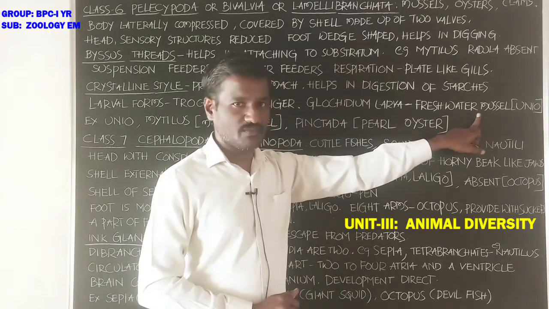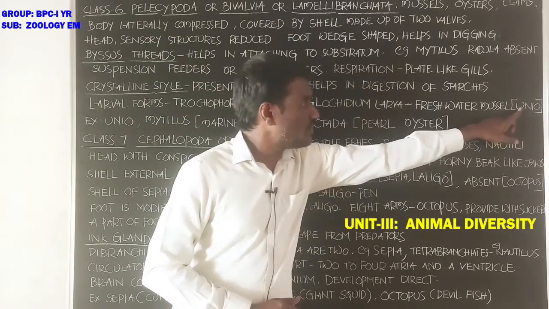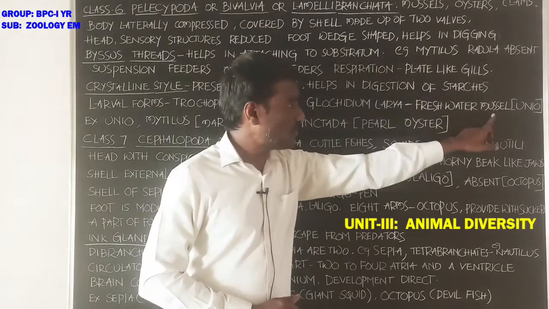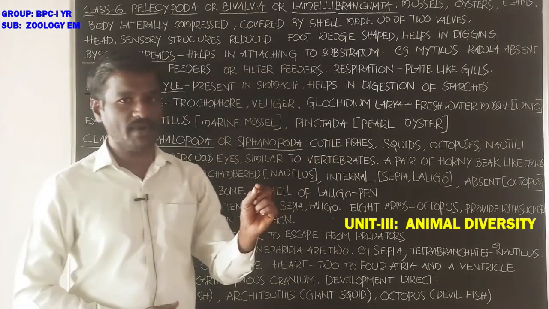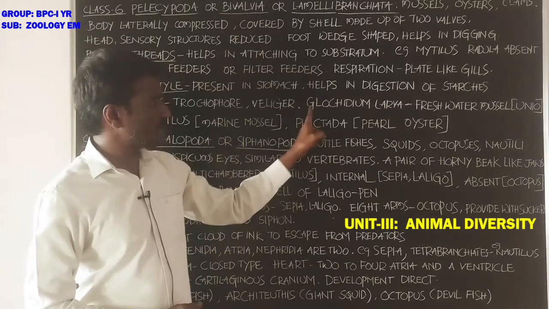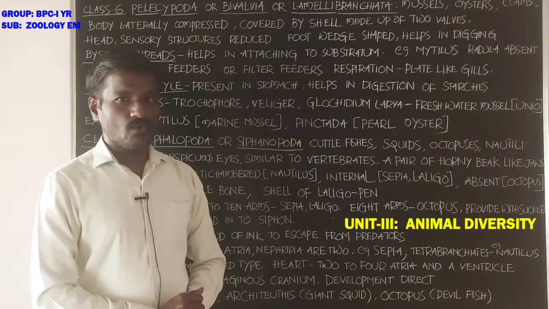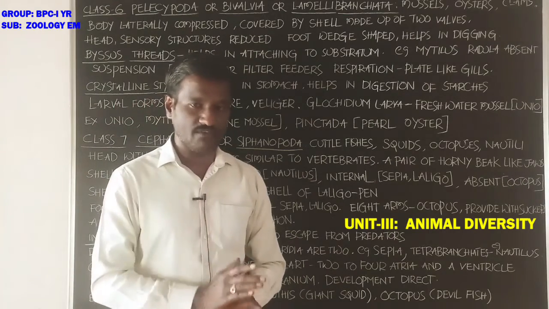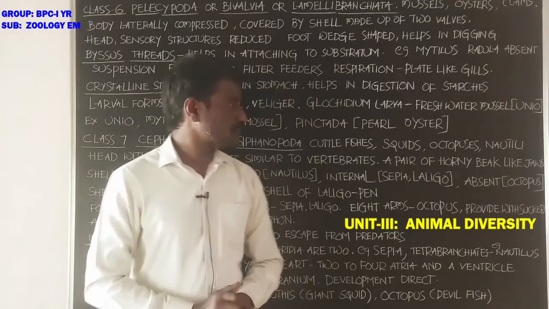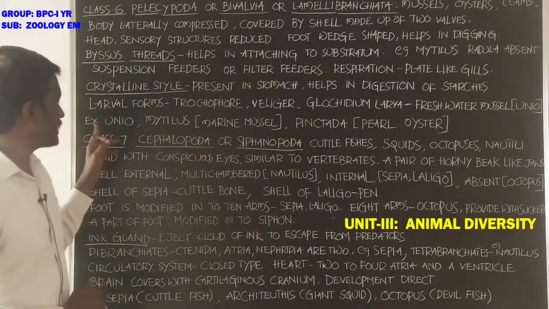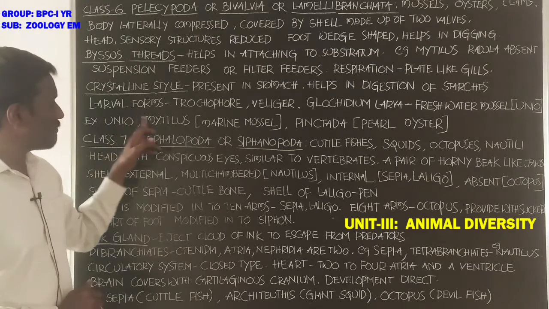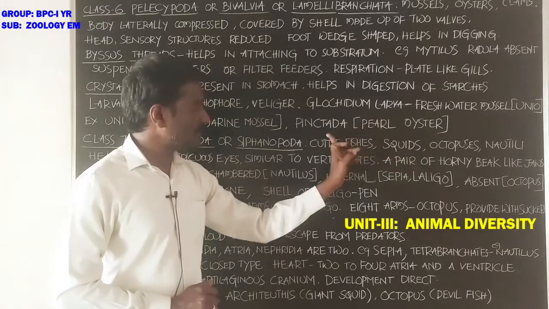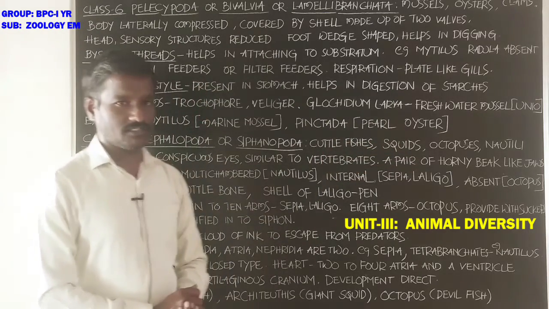Freshwater mussel, scientific name is Unio. Mytilus is the marine mussel. Unio goes to indirect development and forms the Glochidium larva. Glochidium goes to parasitic mode of life on the gills of fishes. Next examples: Unio, freshwater mussel; Mytilus, marine mussel; Pinctada, pearl oyster.